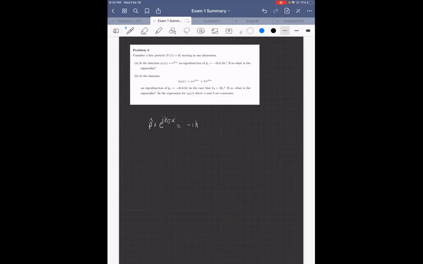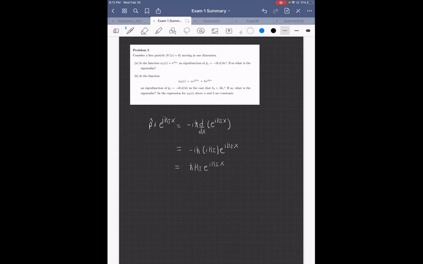And that's just negative i h bar, derivative onto e to the i k1 x. And then when you apply the operator, you get negative i h bar, and then you get i k1 and e to the i k1 x. And what you're going to get is i times i is -1, times -1 is just 1. So it's going to be h bar k1 times e to the i k1 x.